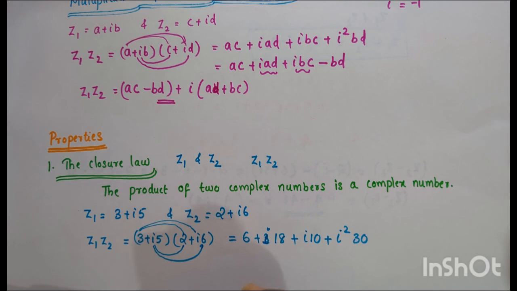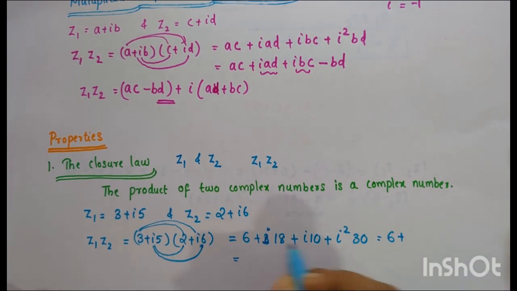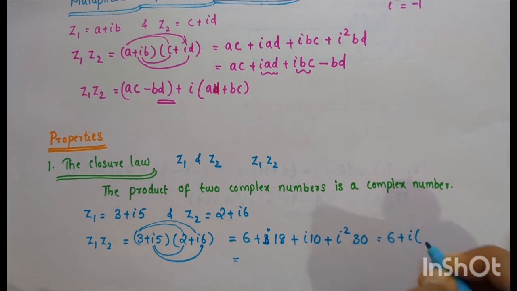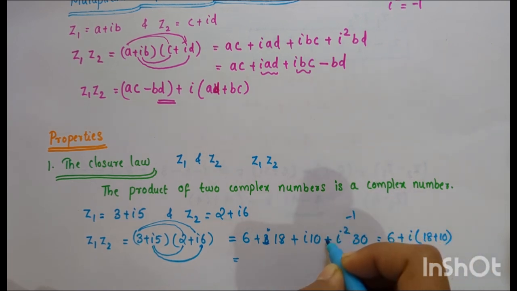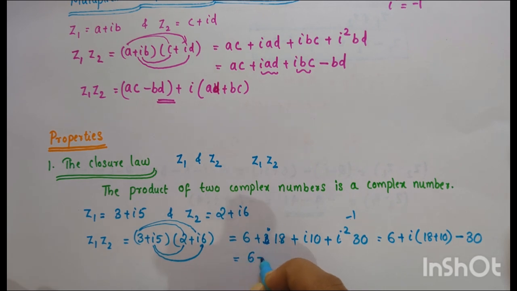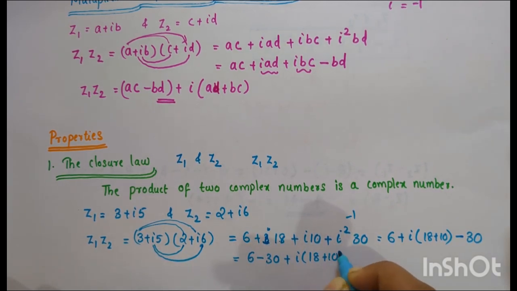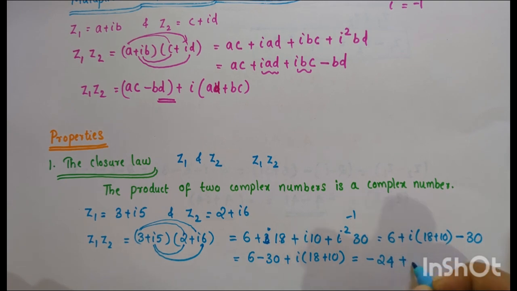This will be equal to 6 plus i, which is common in these two terms, so I am taking it outside, i into 18 plus 10. Then i square is actually minus 1, minus times plus becomes minus 30. So this is actually 6 minus 30 plus i into 18 plus 10. So this is equal to 6 minus 30, which is minus 24, plus i into 18 plus 10, which is 28.